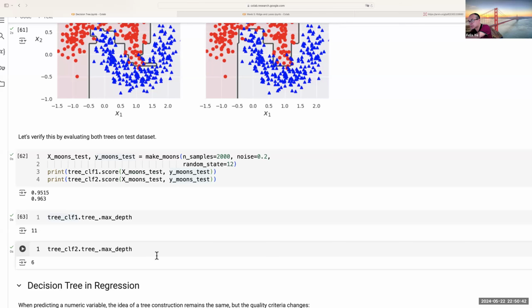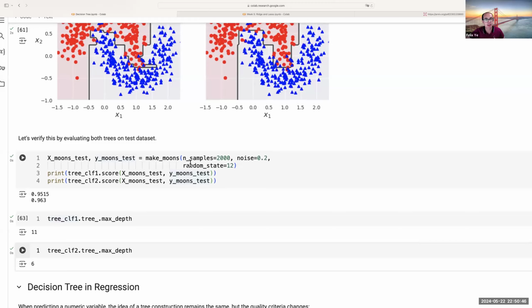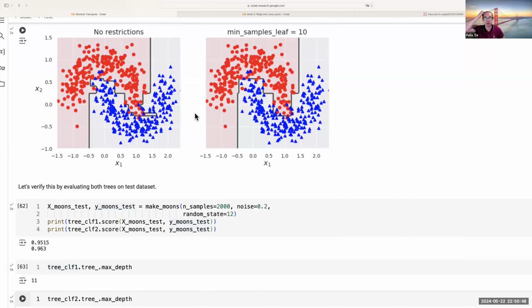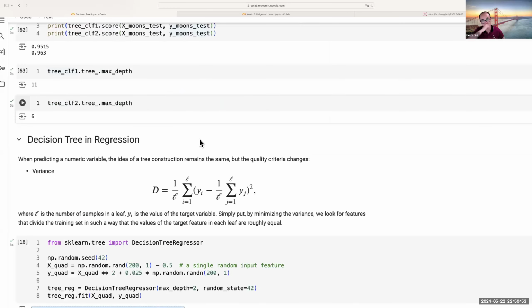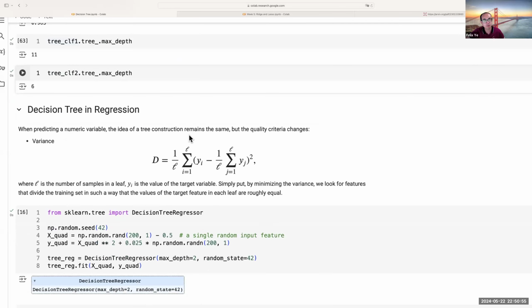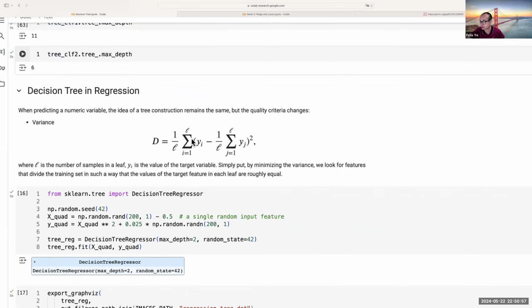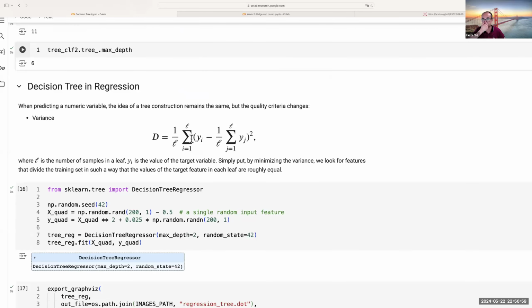So this is just to give you some idea that regularization is actually absolutely necessary here. And of course, a decision tree can work on the regression problem here. So decision tree is very powerful. It can work on classification, and it can also work on regression.